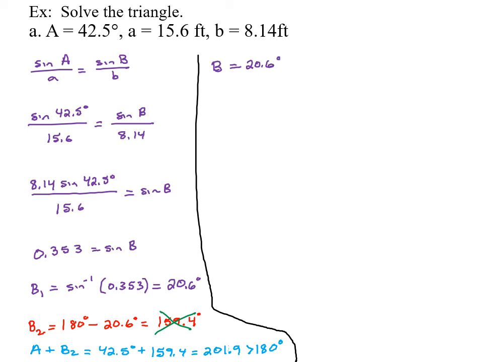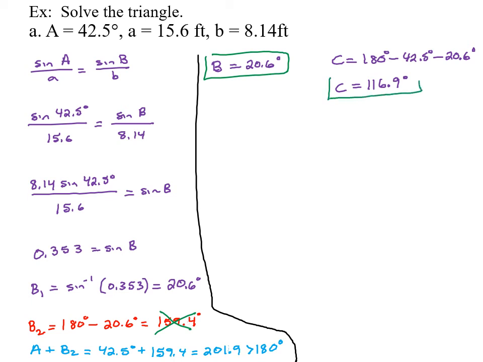Which means there is only angle C, which is 180 minus 42.5 minus the 20.6. So if I did 180 minus 42.5 minus 20.6, I get 116.9. So this is my angle C, since there is only 1 triangle. Then you have to go back and solve for side C.